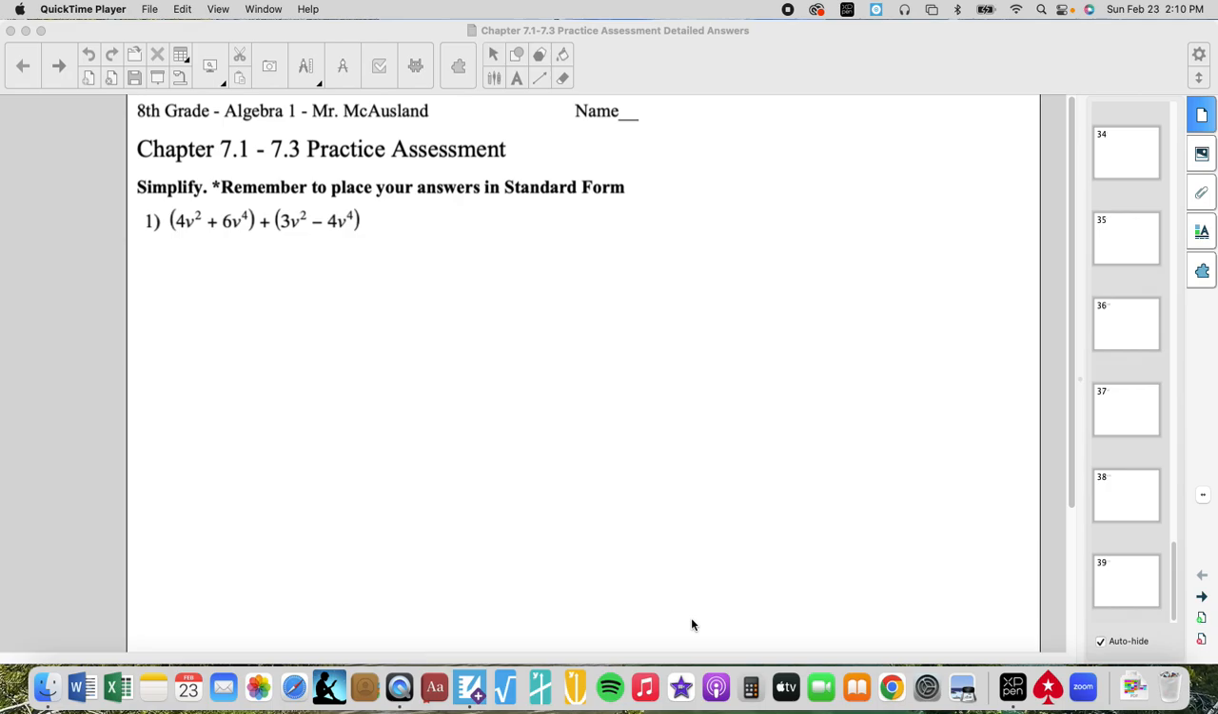This is the practice assessment. So this is going through section 7.1 through 7.3. 7.1 is adding and subtracting polynomials.